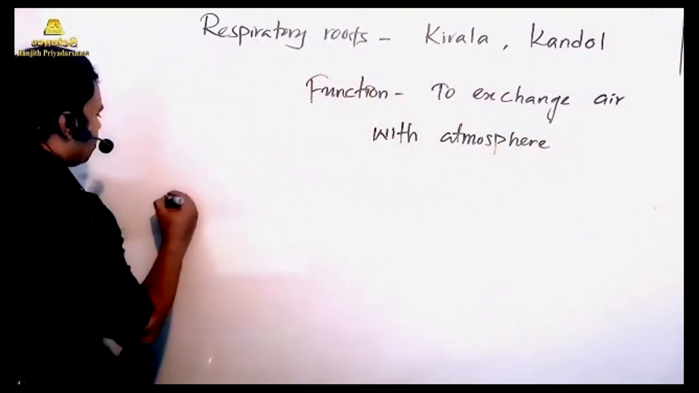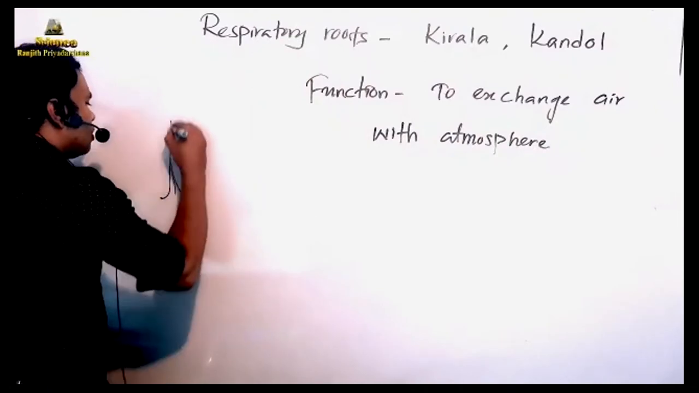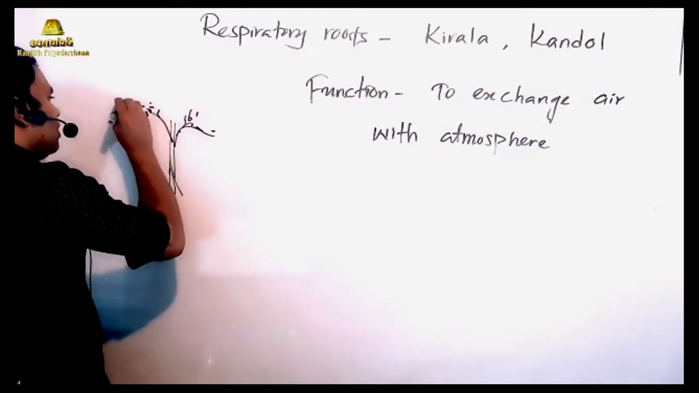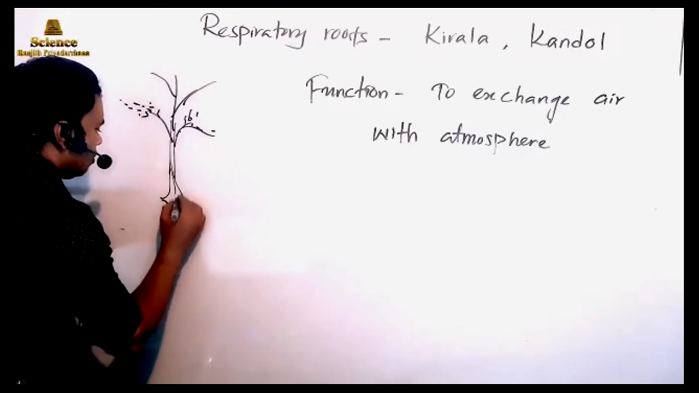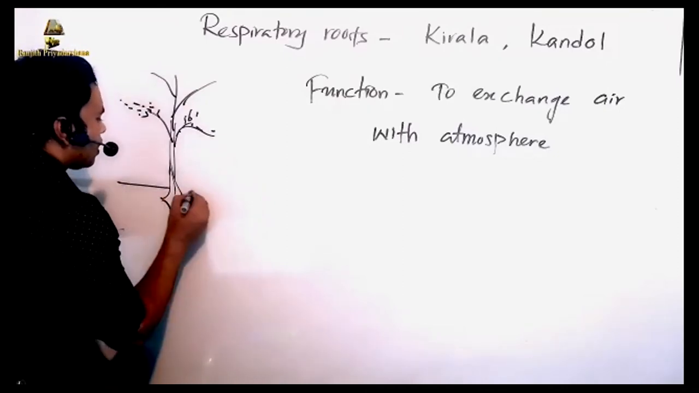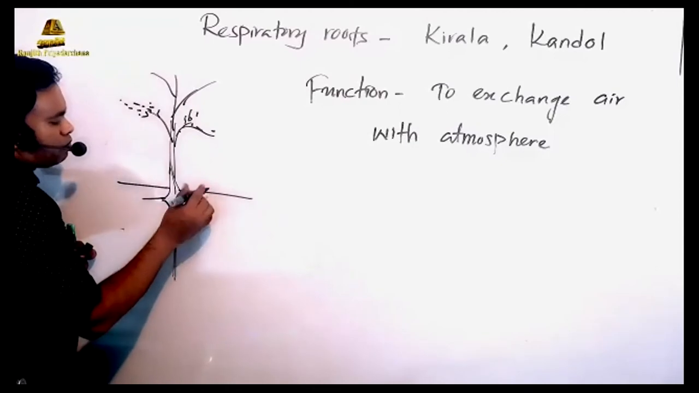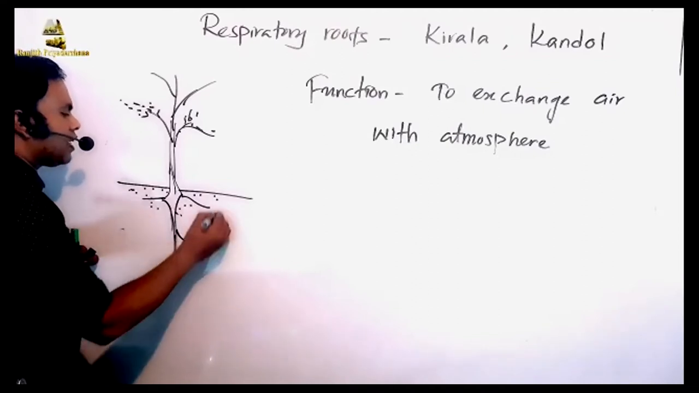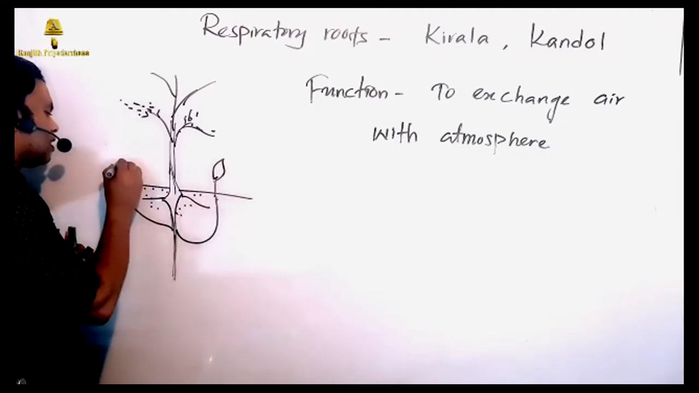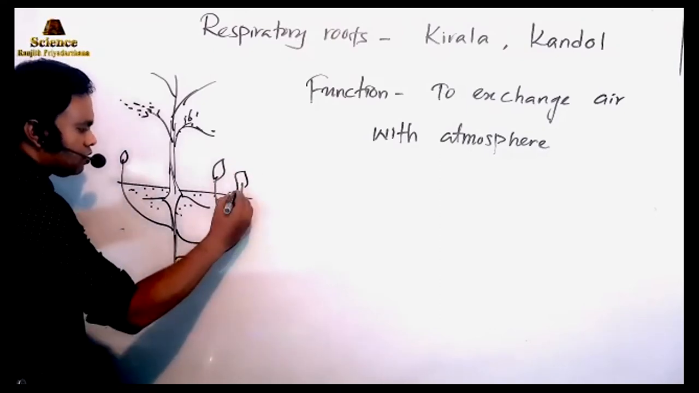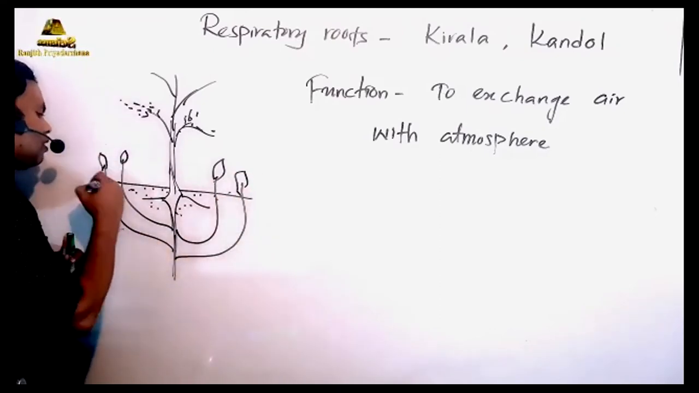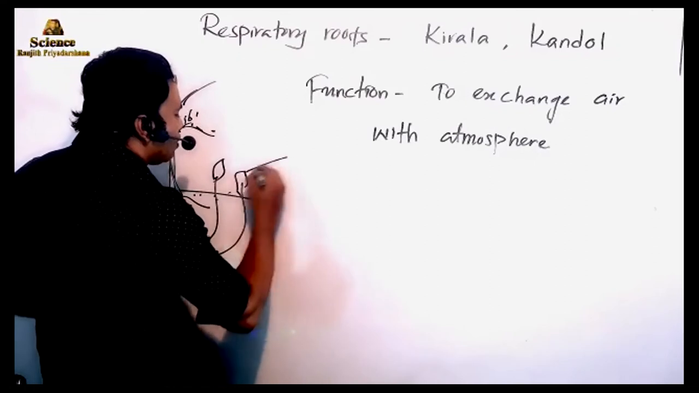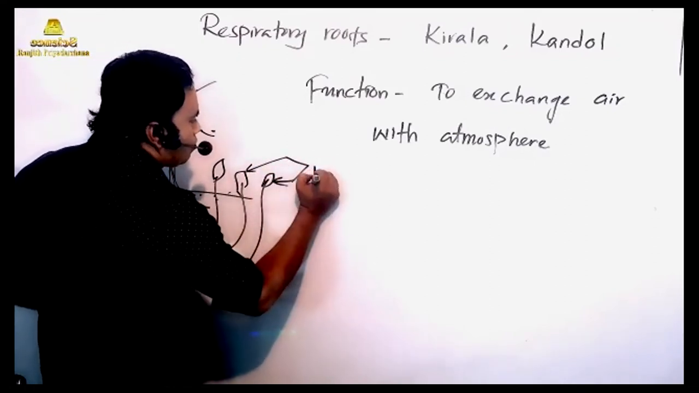Because these types of plants, especially that Kirala, a plant like this, somewhat big plant. So here's its root, but it lives in an aquatic environment. There is no air in the water, so it has to take air. So it makes these respiratory roots, which are derived from its root system. They are coming out like this. So these are the respiratory roots.